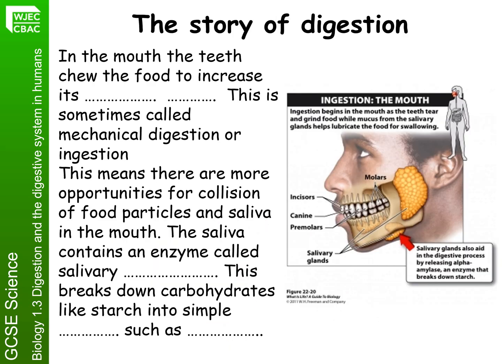Our last activity then for this lesson will be page 16. So page 16, you have at the top the story of digestion. This just basically summarises what happens to food as it passes through the body. Again, pause the video, fill in the gaps. You've got the answers down at the bottom.